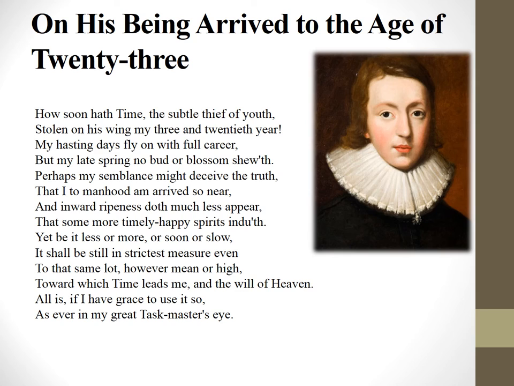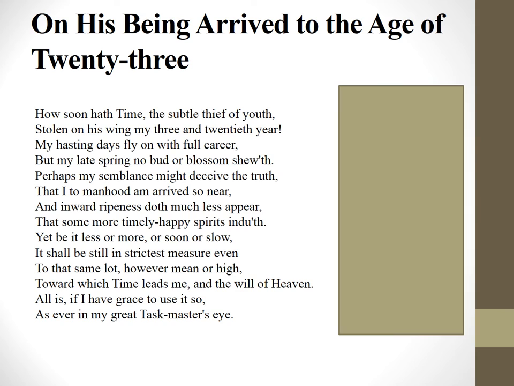And I want to look at this poem a little bit more in depth. It's an Italian sonnet. And in the octave, he's saying, I'm already 23 and I still haven't done anything stupendous for God. But let's look at that octave. How soon hath time, the subtle thief of youth, stolen on his wing my 23rd year? My hasting days fly on with full career, but my late spring no bud or blossom showeth. Perhaps my semblance might deceive the truth that I to manhood am arrived so near, and inward ripeness doth much less appear that some more timely happy spirits endureth.